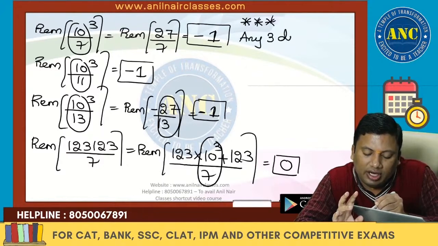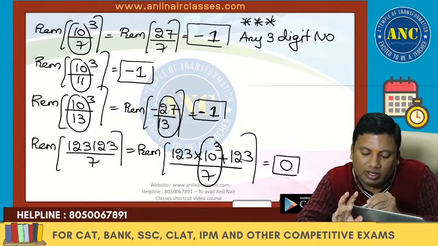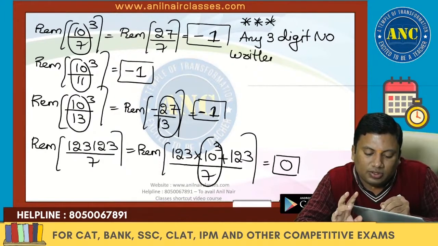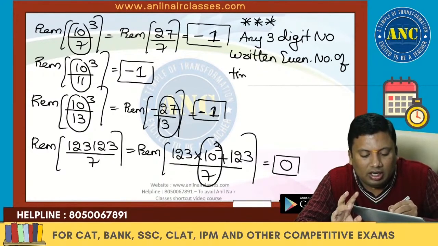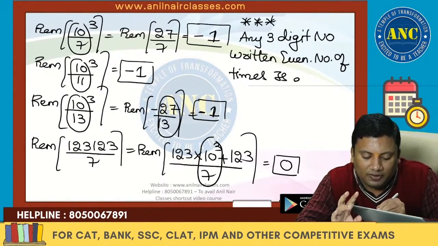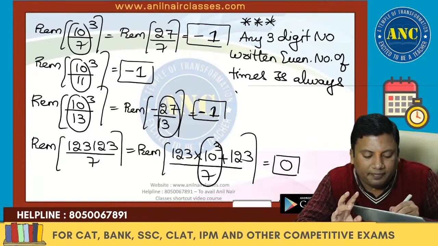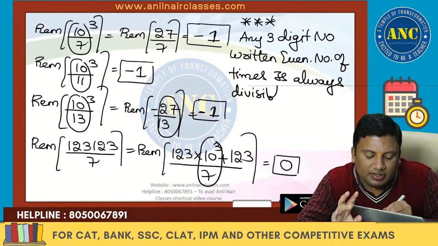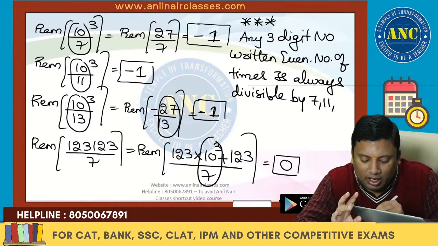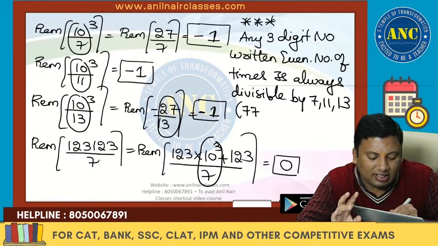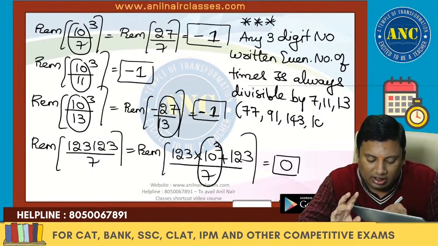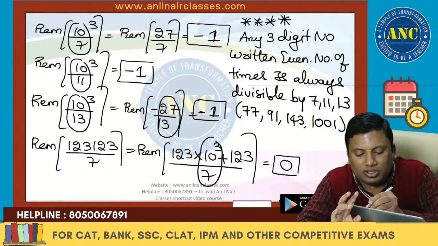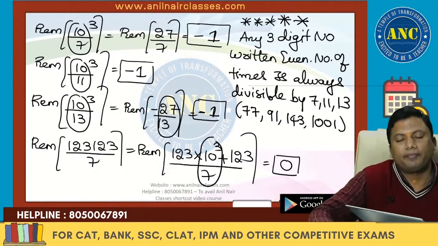Please write down this extremely important point. Any three-digit number written an even number of times is always divisible by 7, 11, 13 and also their combinations. 7 11s are 77. 7 13s are 91. 11 13s are 143. 7 into 11 into 13 is nothing but 1001. Very, very important point. Please make a note of it.